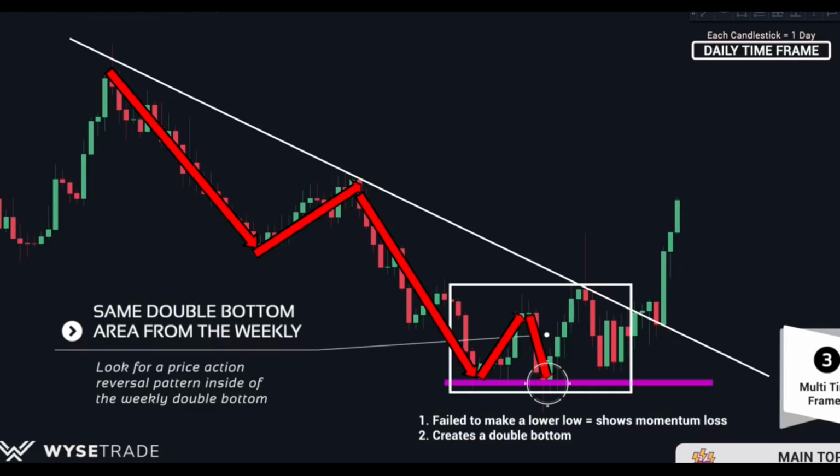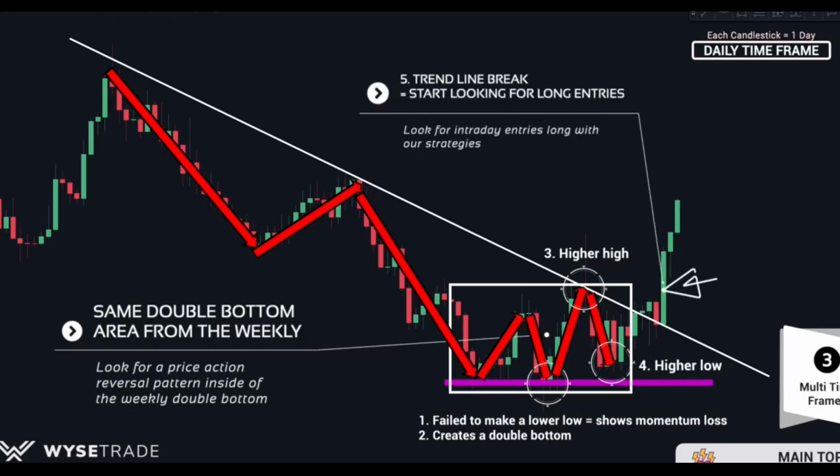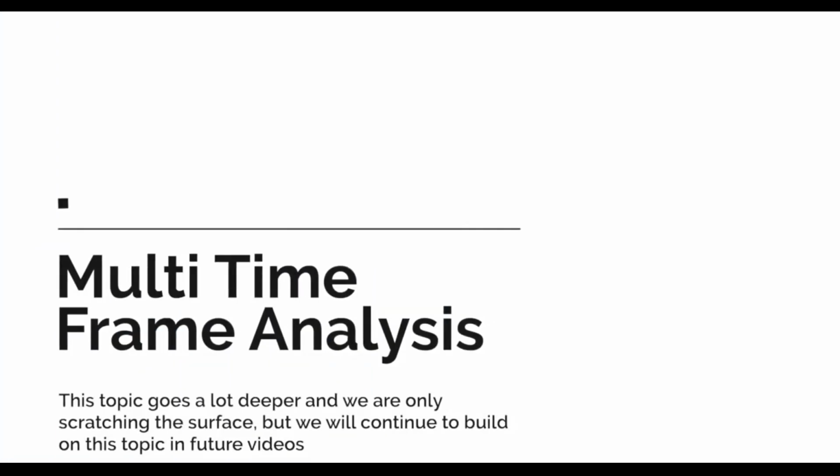So you have a double bottom inside of a double bottom. And then a higher high, which is the first sign of a possible trend change. You then had another higher low, which is another trend change signal. After you had your trend line break, you would then look for breakout entries through the intraday and lower timeframes. This topic of using multi-timeframes and timeframe confluence gets even deeper and would take too long to completely explain in one video, but we will continue to build on it in future videos.